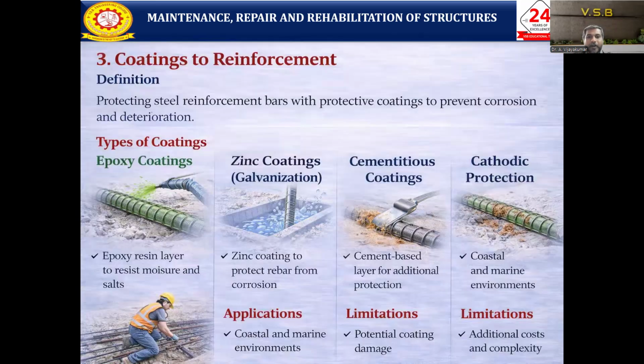So coating we are going to discuss now. Protecting steel reinforcement bar with a protective coating to prevent corrosion and deterioration. Four methods are available: epoxy resin coating, zinc coating, cementitious coating, and cathodic protection. Based on these four methods, we can protect our reinforcement.